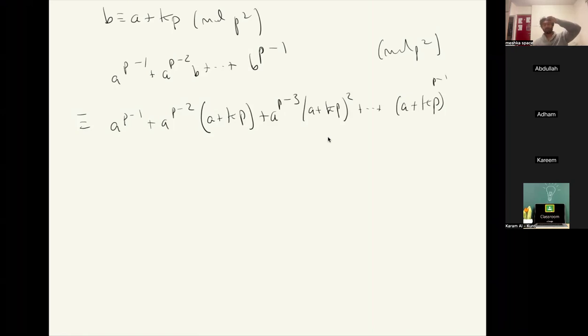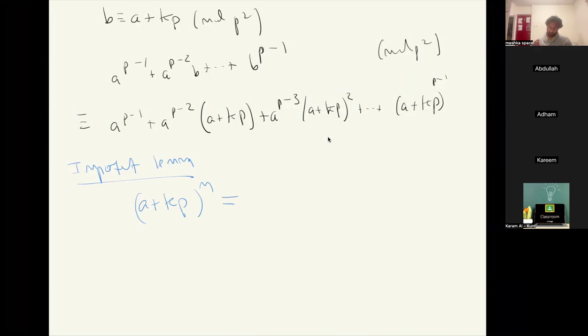Okay, it doesn't immediately look like anything got simpler, but I claim something did. When we raise a plus kp to some power, all those terms will cancel in the expansion, exactly. So as Karan was saying, when we take this a plus kp to a power and consider everything modulo p squared, most of our terms will cancel.